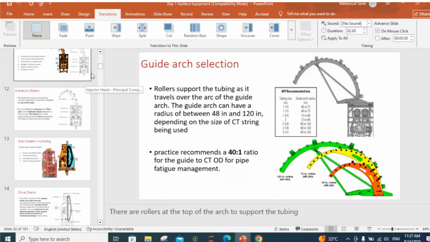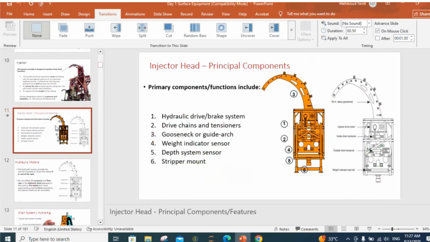If we recap the components here, it was a hydraulic drive, brake system, drive chain and tensioners, gooseneck or guide arc, and this we have talked about. So there are small components or functions we can talk about now: the weight indicator sensor and the depth system sensor.